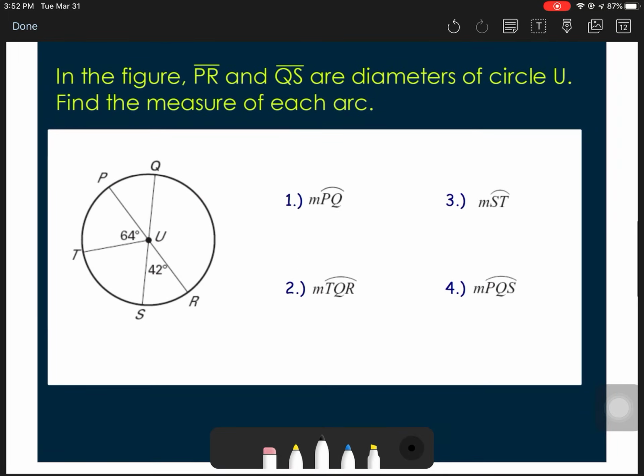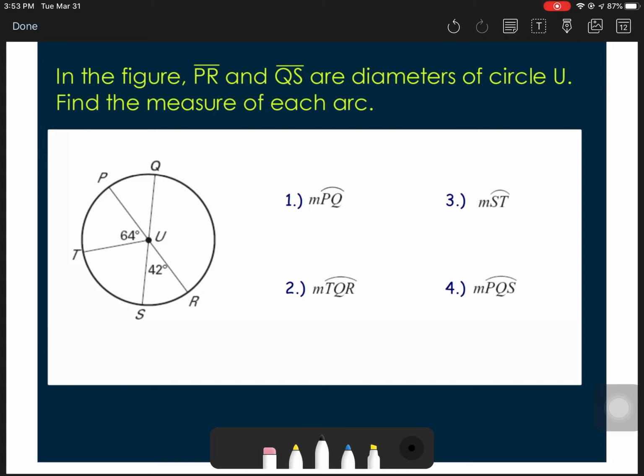All right, so after we were done with vocab, we moved on to arc measure. Arc measure has to do with the distance around the circle that is covered by an arc. And basically, it's like the angle measure that is covered. And we think of circles being out of 360 degrees. So if we look at this first one here, we want to find the measure of arc PQ.